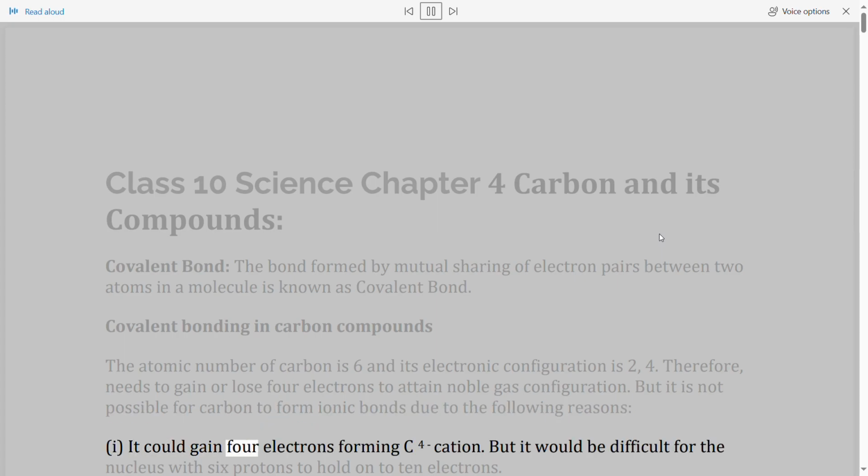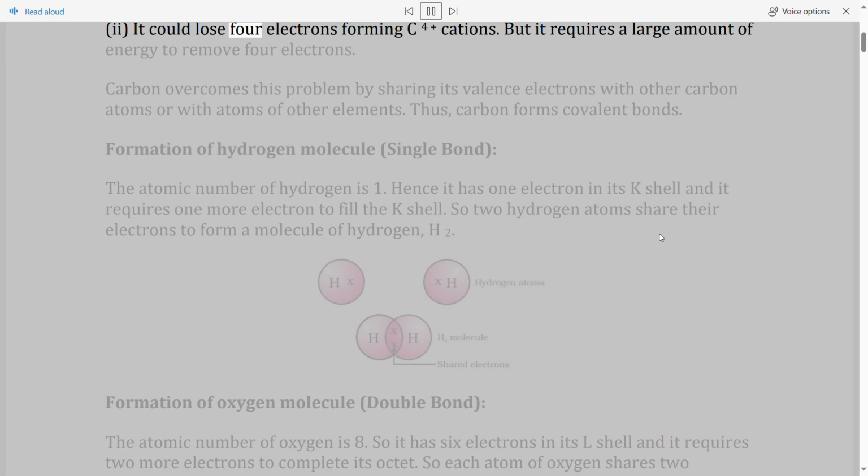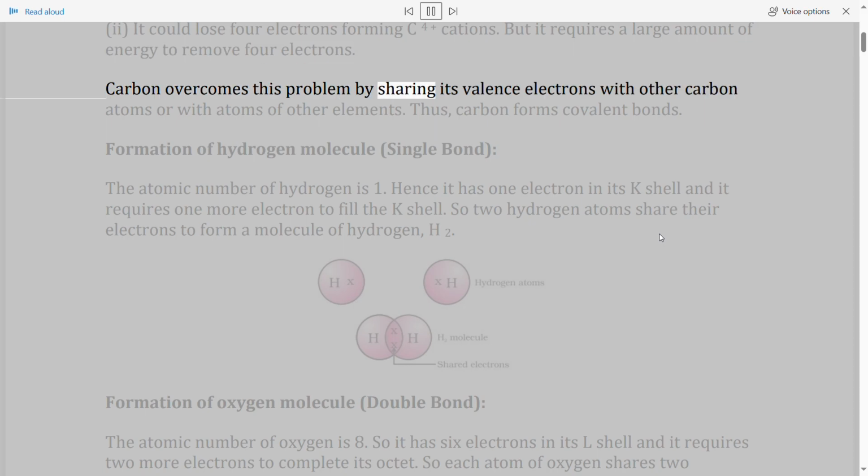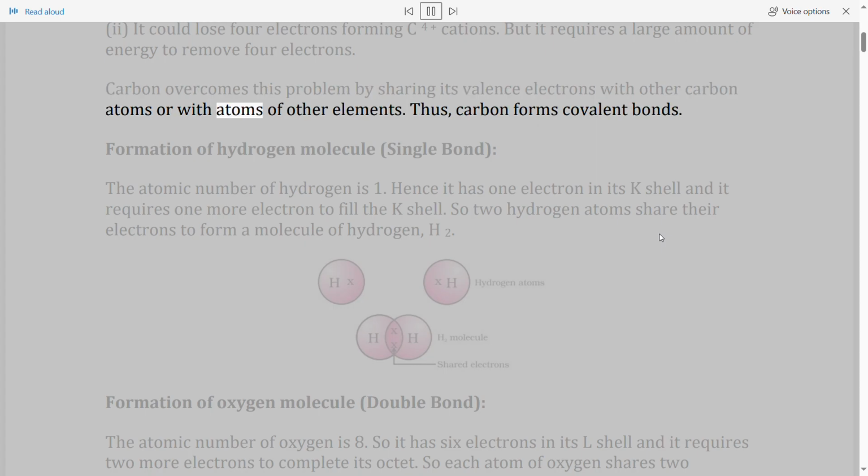1. It could gain 4 electrons forming a C4- anion. But it would be difficult for the nucleus with 6 protons to hold on to 10 electrons. 2. It could lose 4 electrons forming a C4+ cation. But it requires a large amount of energy to remove 4 electrons. Carbon overcomes this problem by sharing its valence electrons with other carbon atoms or with atoms of other elements. Thus, carbon forms covalent bonds.